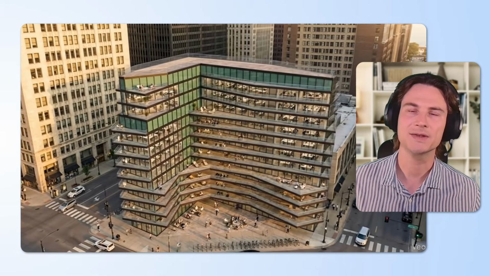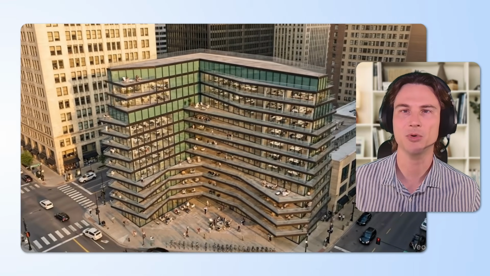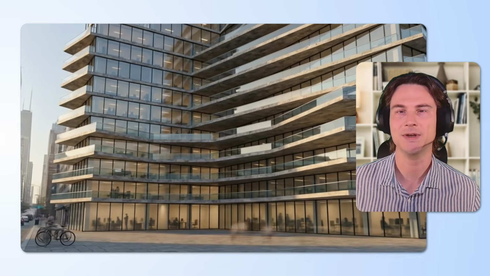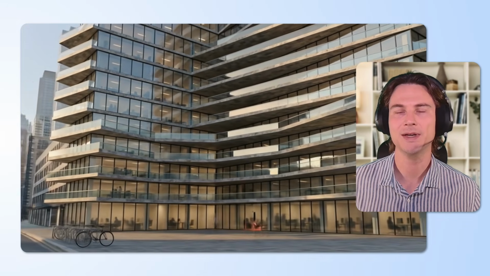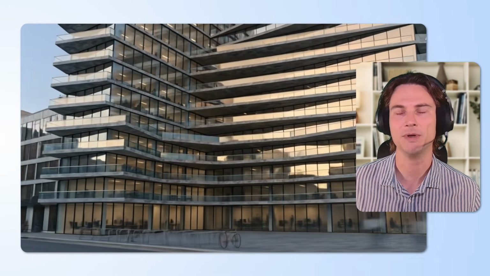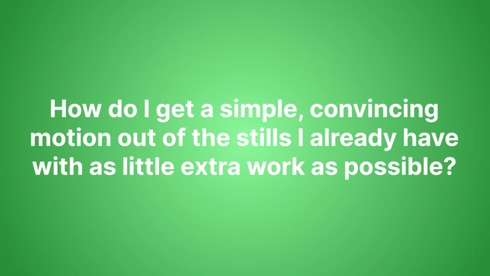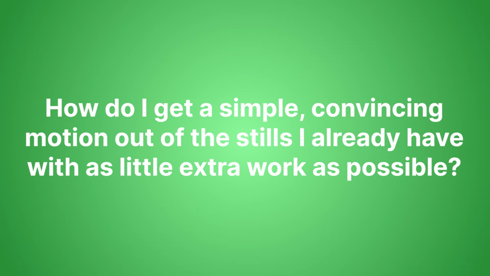In competitions, a clear 20-second clip, for instance, already makes your proposal feel more alive than a board of static images. And for developers or realtors, these clips are powerful sales and marketing pieces for projects that are not built yet. So the question here is, how do I get a simple, convincing motion out of the stills I already have, with as little extra work as possible? Now for that, I reach for a small set of video models.